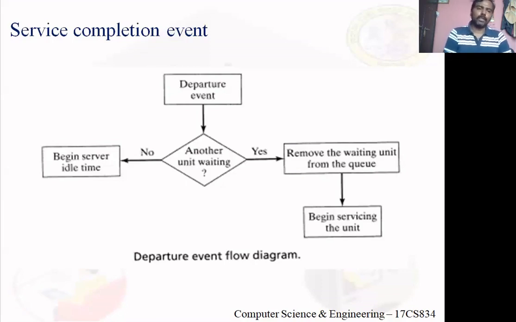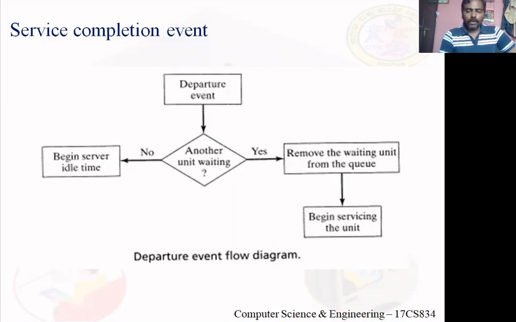Got it? So I repeat, when a departure event occurs, I mean a customer departs from the server, we need to look at the status of the queue in this case. We need to look whether any customer is waiting in the queue. If no customer is waiting in the queue, then begin server idle time. If any customer is waiting in the queue, remove the first customer who is at the front of the queue and begin his service. Got it?